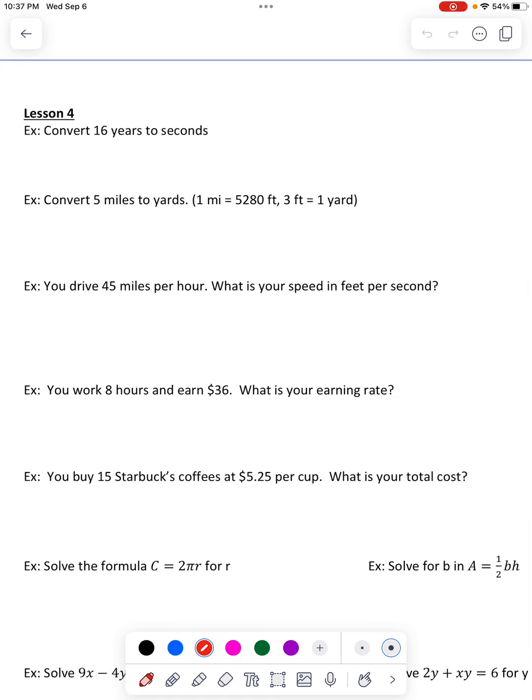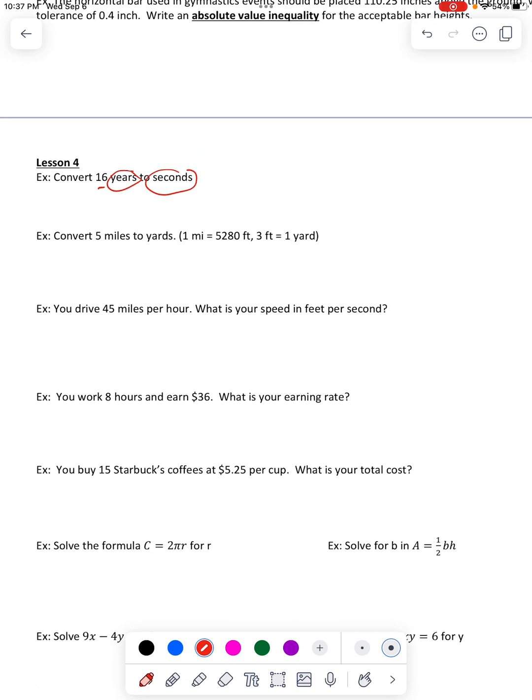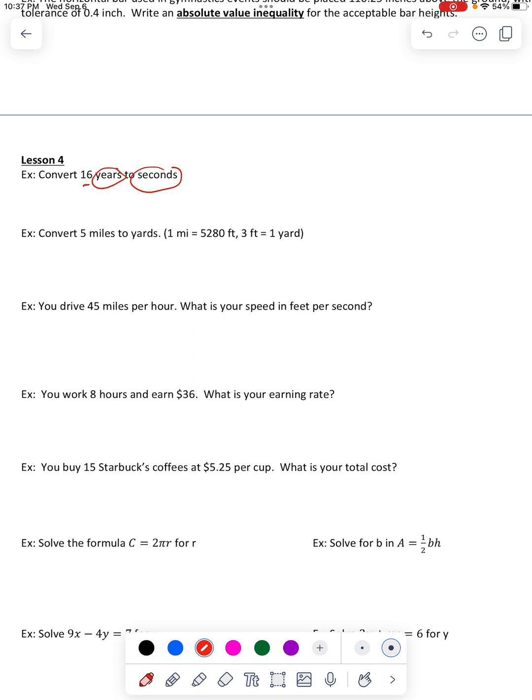Here it says to convert 16 years to seconds. So I'm going from years to seconds. Think about conversions. I do not know how many seconds are in a year, but I can start and think, okay, well, 1 year is 365 days. So now I've taken a step towards days. Then I also know that 1 day is 24 hours. Then I know that 1 hour is going to be 60 minutes and 1 minute is 60 seconds.